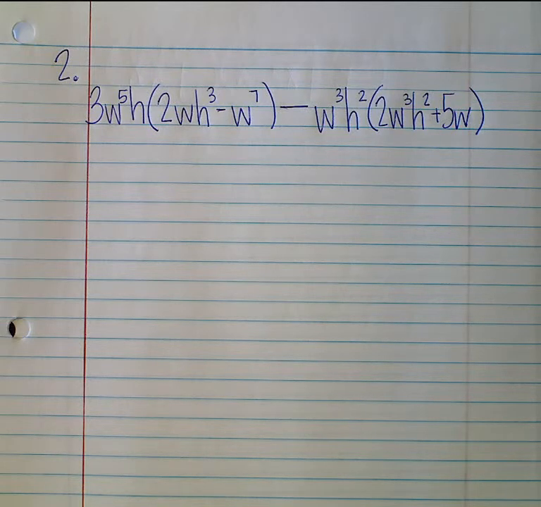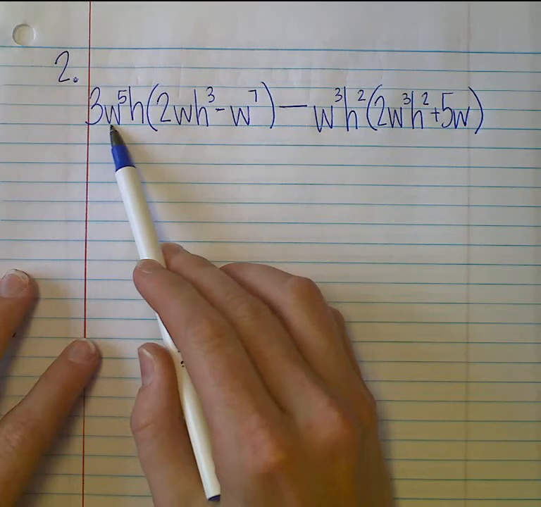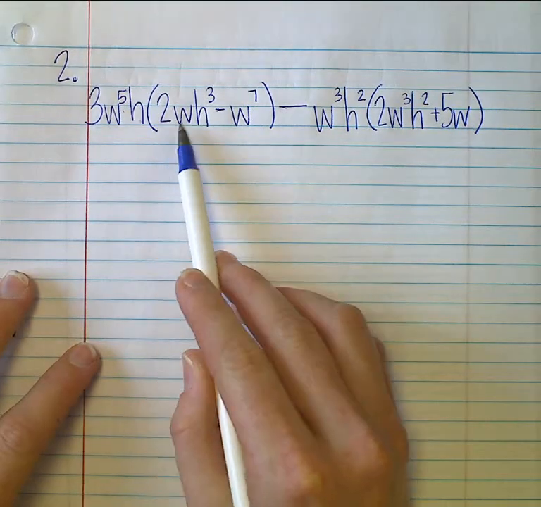For example 2, we have 3w to the 5th power h times the quantity of 2wh cubed minus w to the 7th power, minus w cubed h squared times the quantity of 2w cubed h squared plus 5w. The first thing we want to do is multiplication. I see that I need to distribute 3w to the 5th power h into my parentheses.